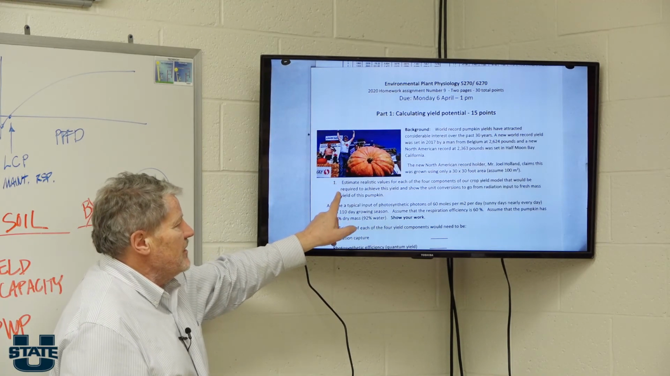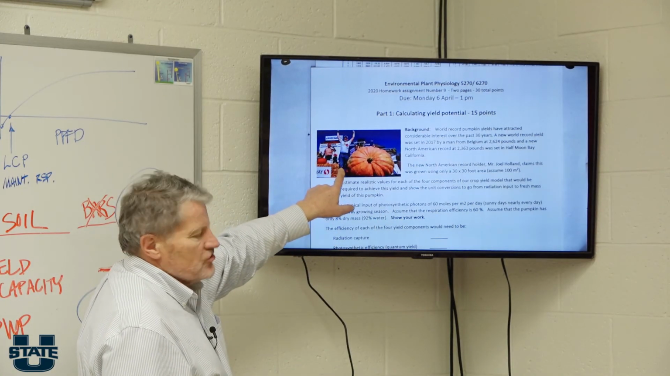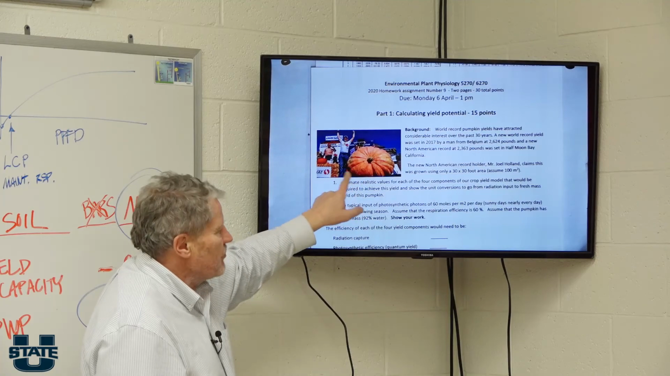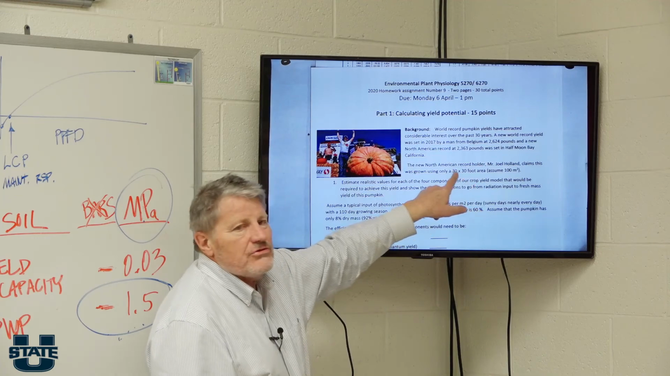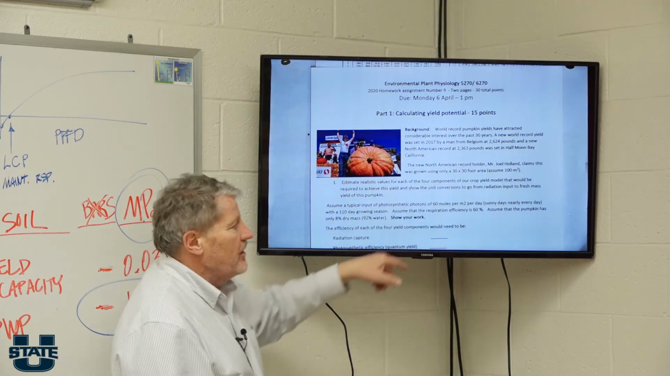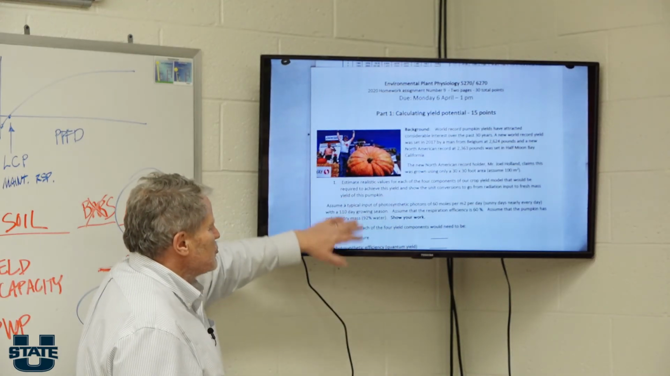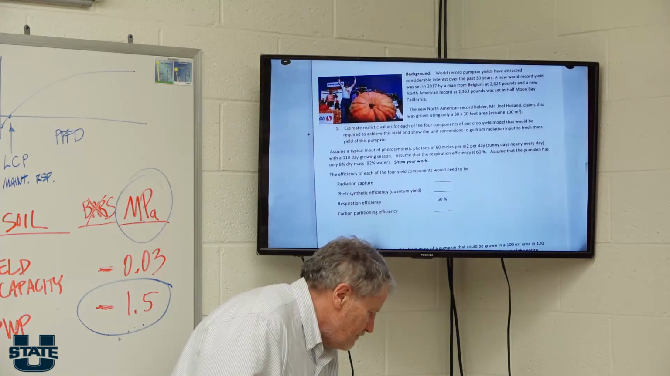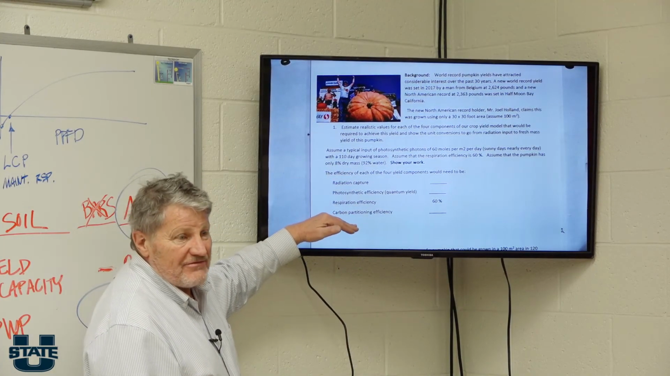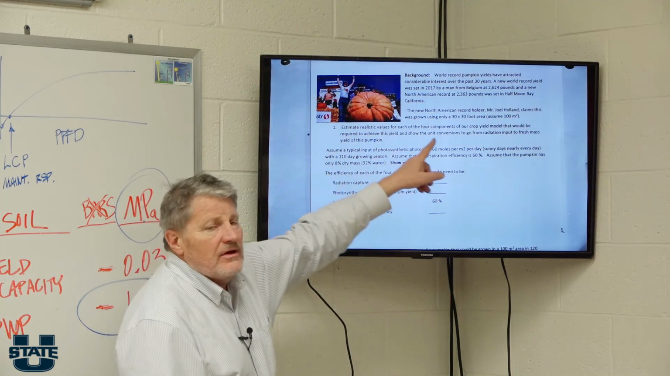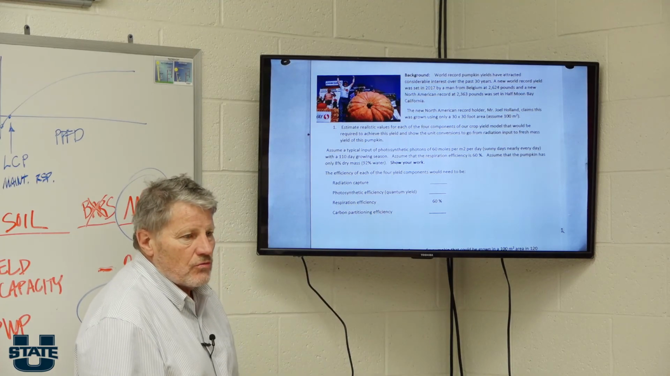The first one is calculating yield potential. I think you'll have fun with this. Here's the world record holder of giant pumpkins. He said he grew this in a 30 by 30 foot area in his backyard. Is it even possible he did that without cheating with steroids and hormones? You calculate what the components of yield would have to be for him to grow that pumpkin in his backyard. How efficient would it have to be? And there's room to show your work.